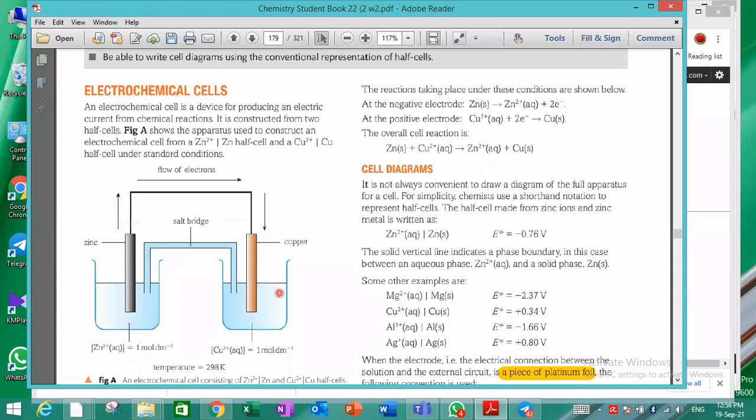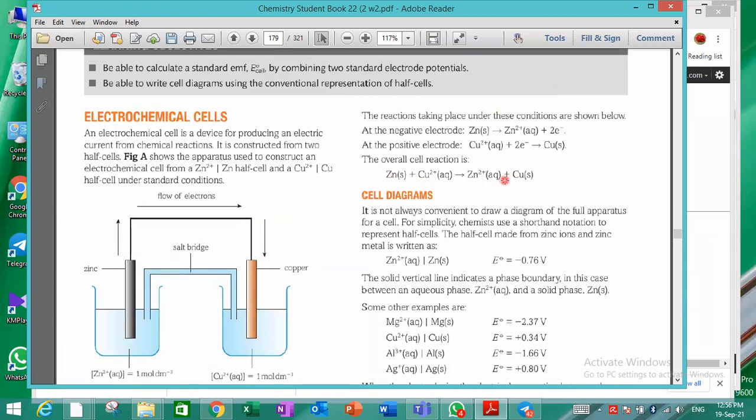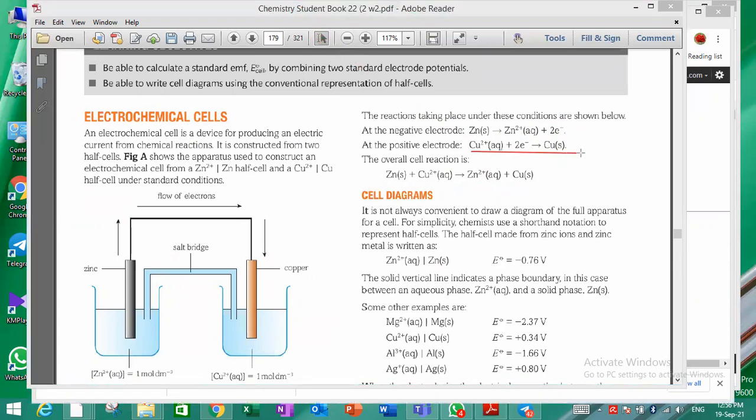And so the overall cell reaction would be zinc metal, because the zinc, as we said, would lose electrons to form zinc ions, and the copper ions would gain these electrons to form the copper metal. So for the overall cell reaction, we add these two half cells together, the electrons cancel, and we get the overall cell reaction: the zinc metal reacts with the copper ions to form zinc ions plus copper metal.